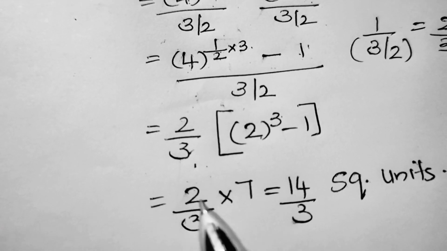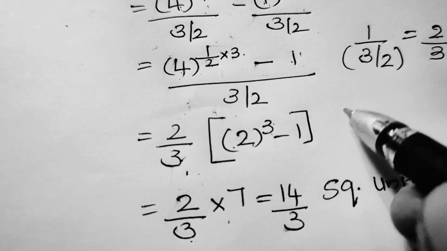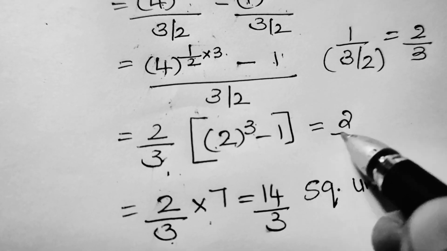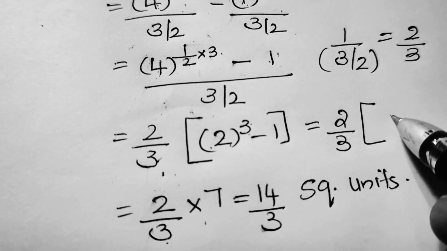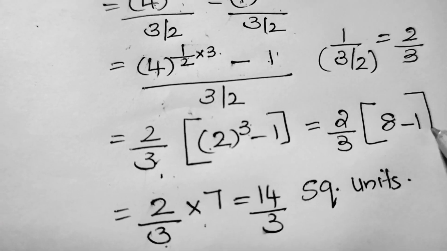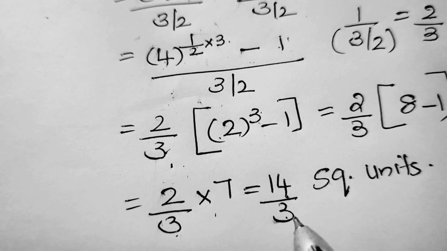On simplifying, we get 2 by 3 into 7. Why? 2 raised to 3 is 8. So we can write one more step: 2 by 3 into 2 raised to 3 minus 1, where 2 raised to 3 is 8, and 8 minus 1 is 7. So 2 by 3 into 7 will give you 14 by 3.